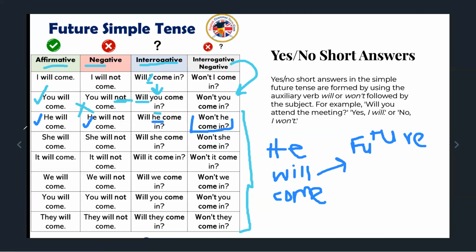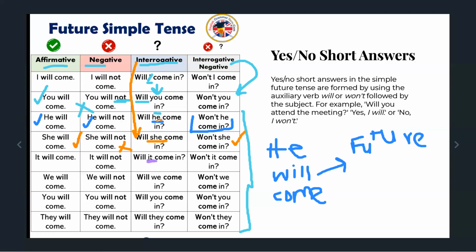Okay, so let's go with the next one. Here in the next one, we have she. It is the same as he, but she is for female and he is for male, for example. So in the interrogative way, we have, will she come in? You can answer she will come, or you can answer she will not come. Okay, but in the interrogative negative way, you can say won't she come in? That is quite easy and fun to learn. So let's go with it.